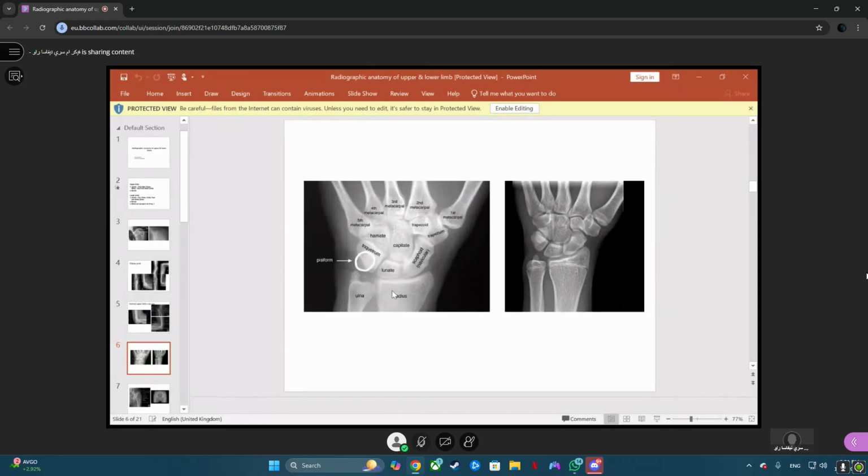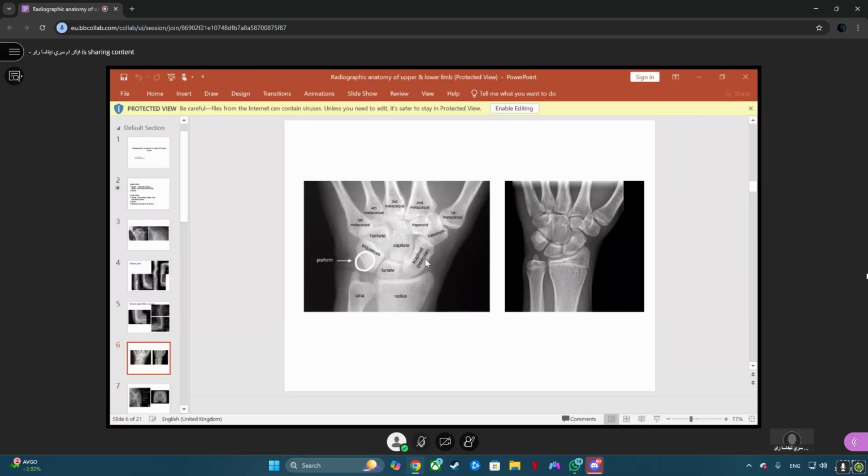The ulna forms a joint with the radius, the lower radio-ulnar joint. This is the lower radio-ulnar joint. The wrist joint is between the carpal bones and the radius. So you all know what the carpal bones are. There are two rows of carpal bones, the proximal and the distal row. You can easily remember them.